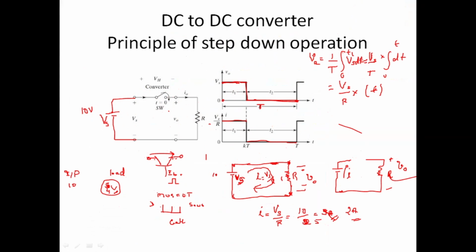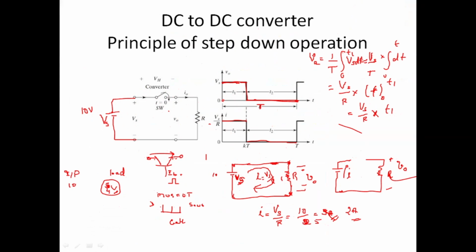So T0 to T1. So this is Vs by R. Okay, see here. This is shown here. What does T1 mean?